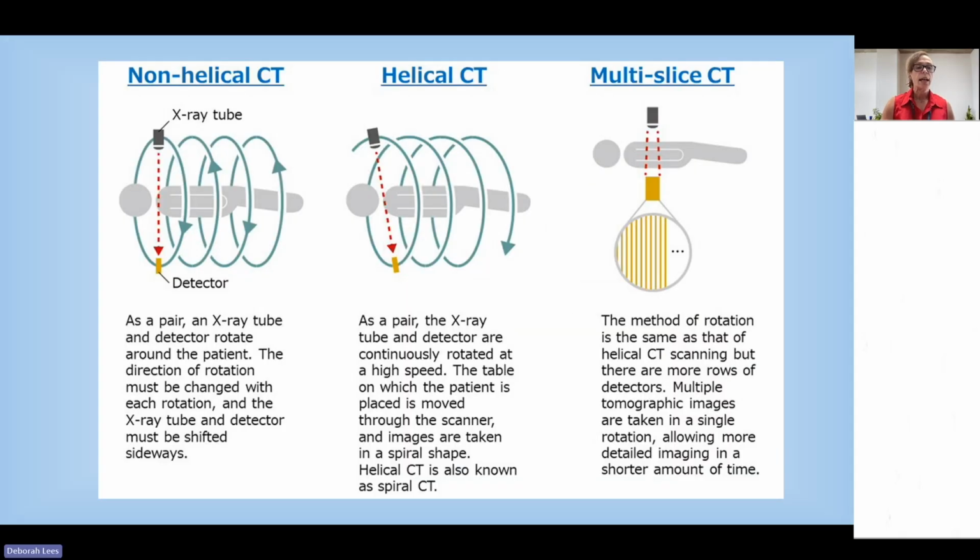And again, I've just put a little bit more detail here. So you get the non-helical CT. So this is where it is just spinning around in the same place. Then you get the helical, which is the spiral. And then you get the multi-slice CT. So a little bit of an explanation for each of those there that you can go back to with a picture to remind you of how that works.